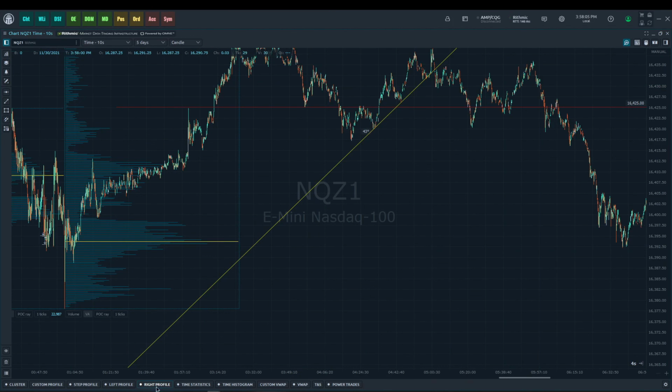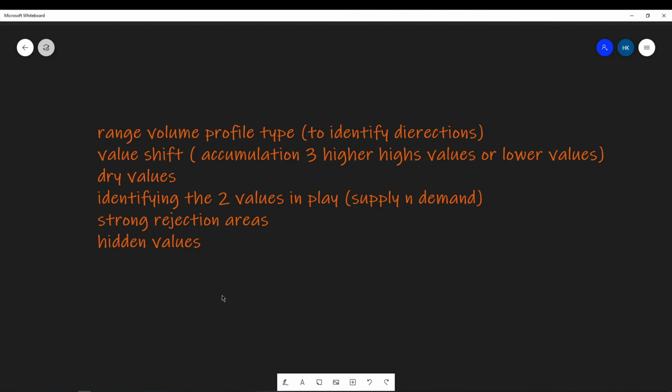So let's summarize what we said in this video. While drawing volume profile on each and every leg, you identify the range of profile type to identify directions. The value shift will give us an indication of accumulation. That means a bigger move, higher highs or higher lows, that identifies the market direction. We identify the dry values, and the values that reject will give us a perspective on which two values are in play. Identifying the two values in play, I can identify the strong rejection areas, which allow me very tight risk trades, and I can also identify the hidden values.